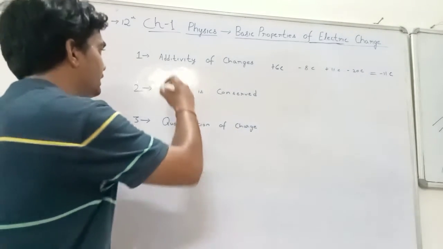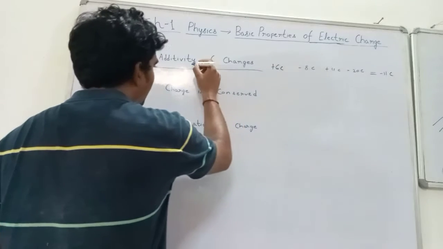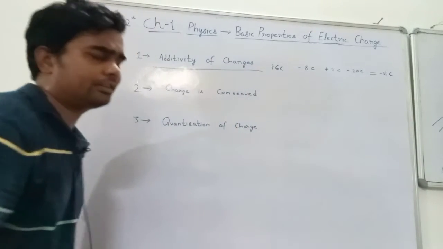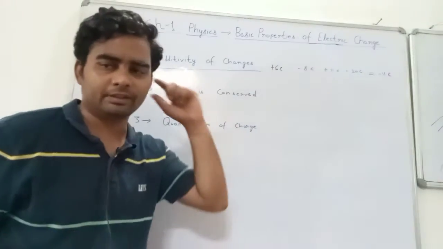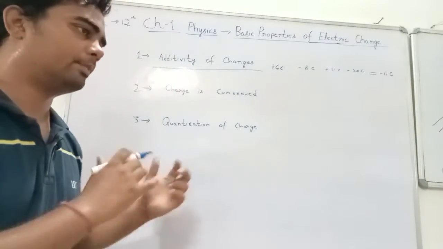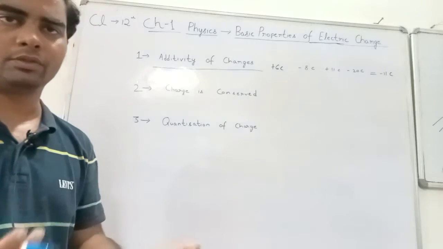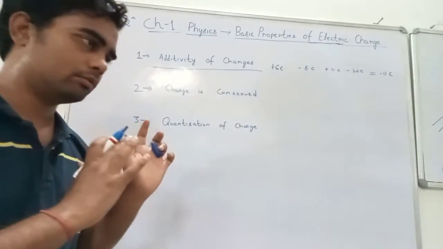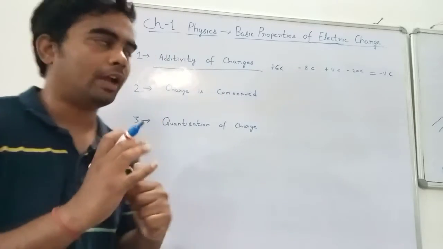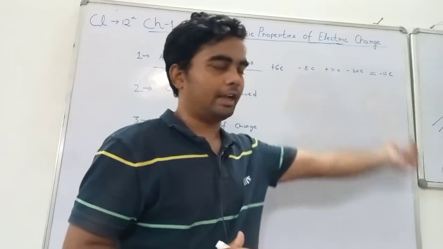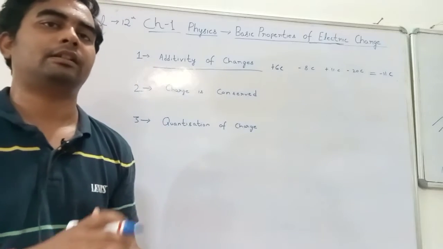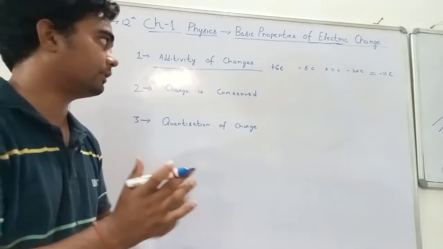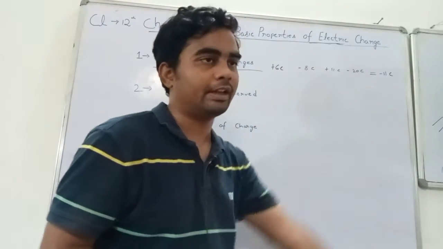First is additivity of charges. Okay, that means how do you add charges? So it's just similar to the process that we add numbers, right? Like plus 5 minus 3 is equal to plus 2, plus 7 minus 5 is also plus 2. So the basic thing is that when you are adding charges, you have to keep in mind that they will be added along with their signs. Okay, that means you have to take into consideration their sign as well.